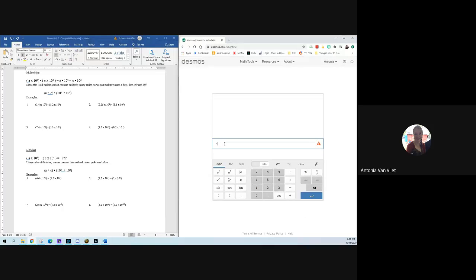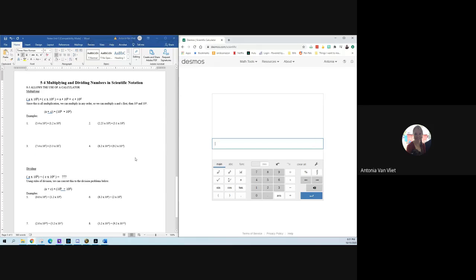All right, so we want to talk about scientific notation here. So you should have just watched a video on how to multiply and divide in scientific notation by hand. But for the most part, we're actually going to be using a calculator in order to do this. So the calculator we use most frequently, the scientific calculator, is Desmos. So I'm going to show you how to plug this into Desmos to get your answer.